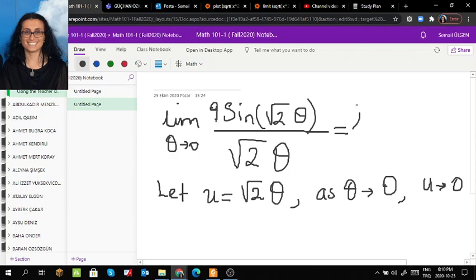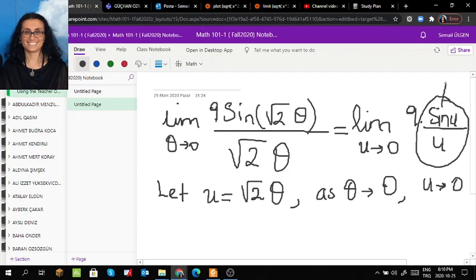So I'm going to rewrite this as limit u goes to 0, 9 times sine u over u, but this thing is going to go to 1, okay, as u goes to 0. So the answer is going to be just 9 times 1. So this is going to be 9. Okay, this is the answer.